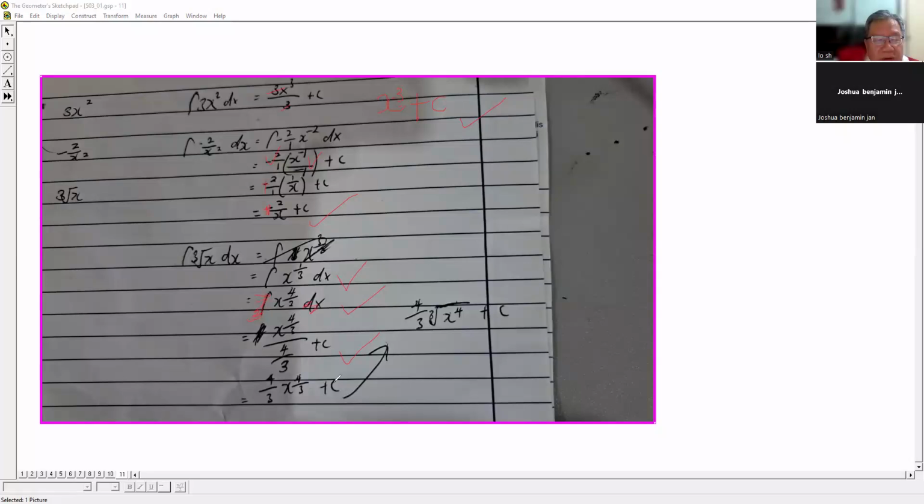This is very good. This is correct. But actually what the question means is 3 square root x, which is 3x to the power of half. If they want cube root, the 3 will be very small, and it is written like that.